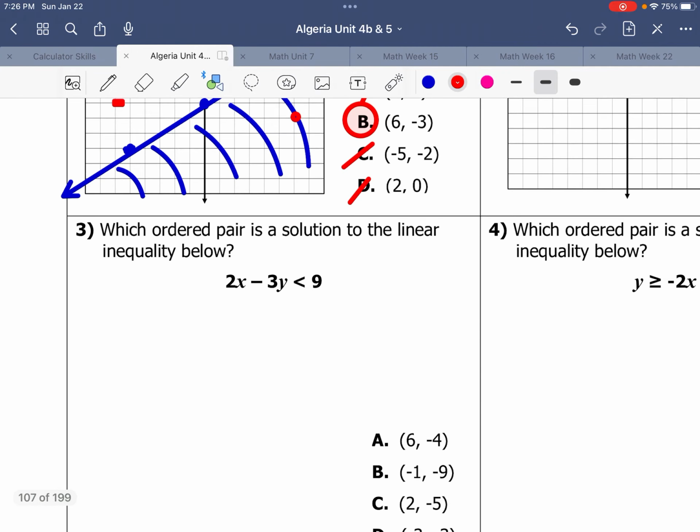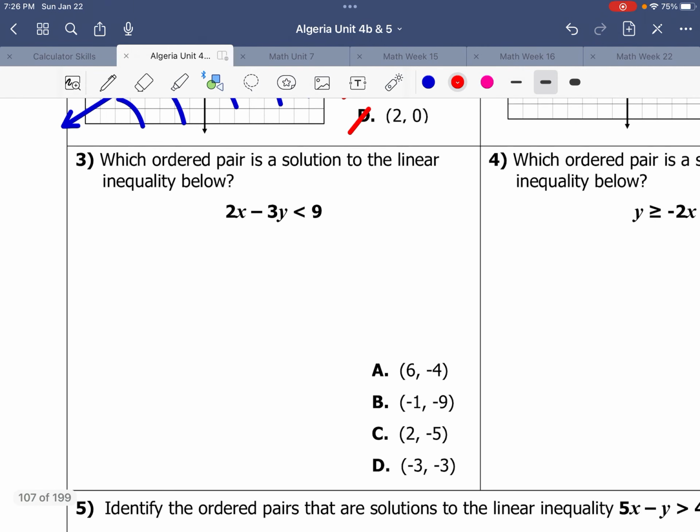The second and third two problems, number 3 and number 4, these are the ones you are going to have to do substitution with. You can use each one of these values and plug them in for the x value and the y value and see which one gives you a true statement. So for instance, I could try A. That would mean I'll plug in 6 in place of x, and I'll plug in negative 4 in place of y and see if I get something that's less than 9.